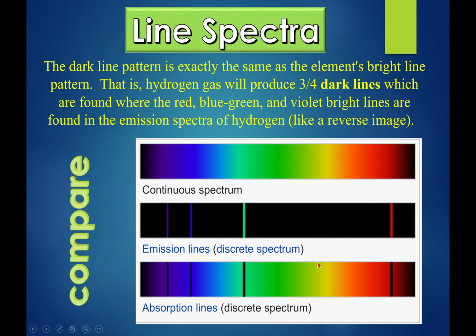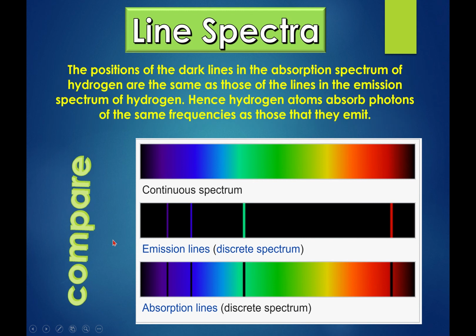Okay, compare this spectrum diagram. The positions of the dark lines in the absorption spectrum of hydrogen are the same as those of the lines in the emission spectrum of hydrogen. Refer to this line. Hence, hydrogen atoms absorb photons of the same frequencies as those that they emit.